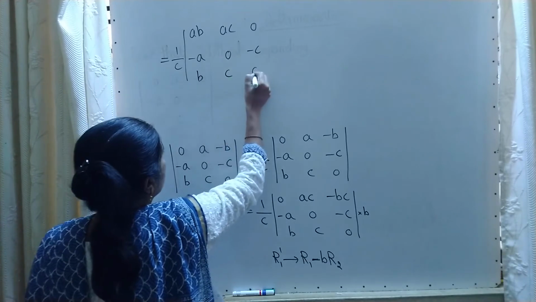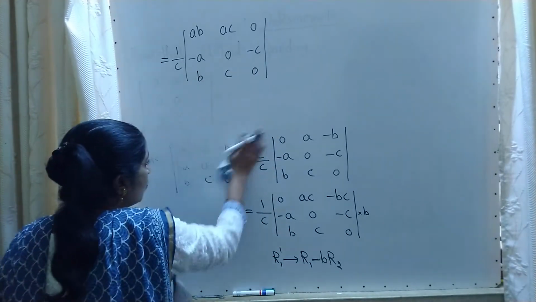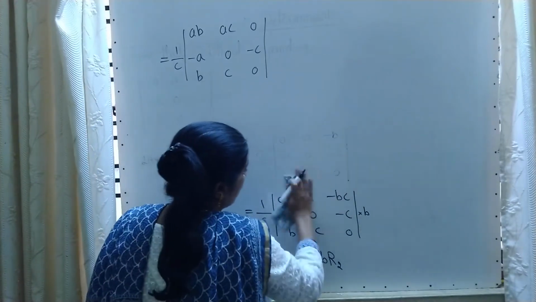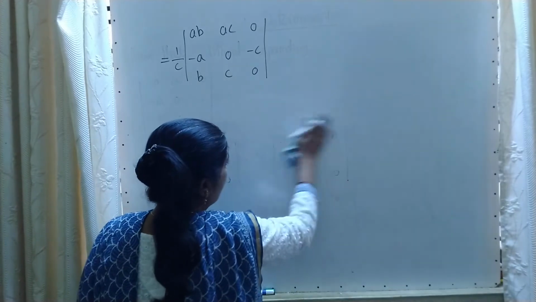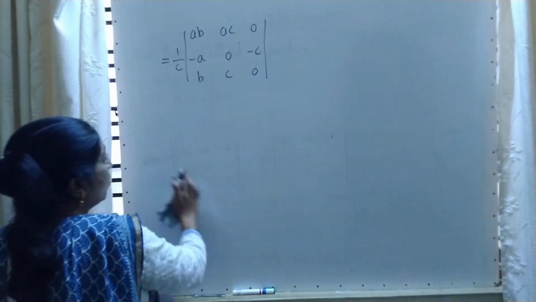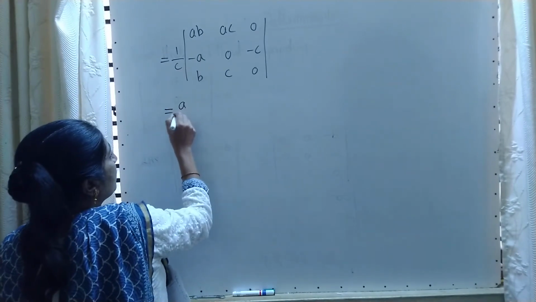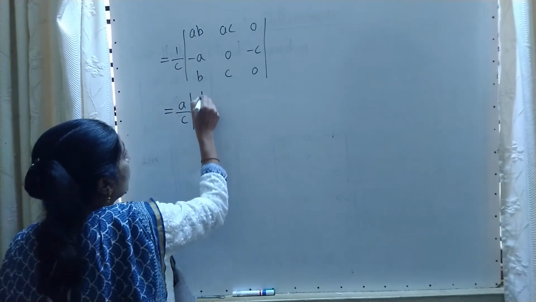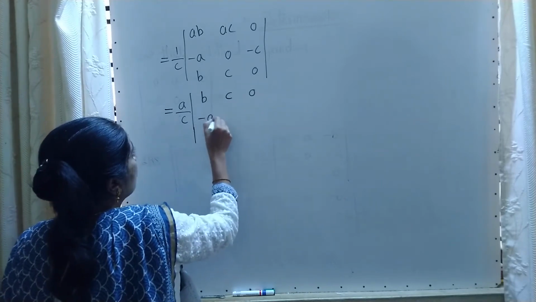B, C, 0. Understood? Now in the first row I am taking A common. Only in the first row, and you are familiar. In a determinant you can take an element common from any one row or one column. Here I am taking A common from the first row. So it becomes A by C. So what is remaining? B, C, 0. Second and third row as it is.